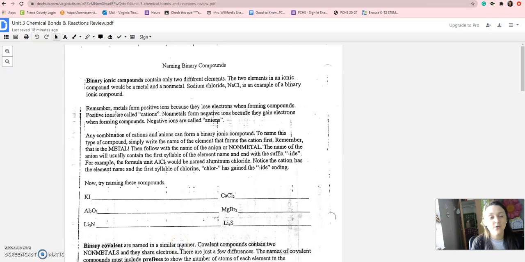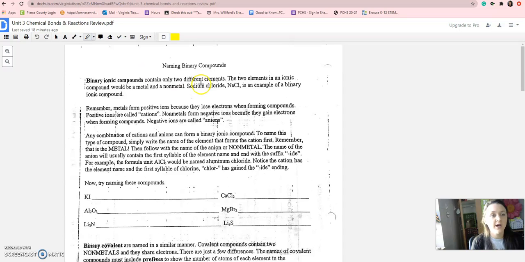Hey, today we are going to review for our chemical bonds and reactions test. And this is for a grade, so I want you to pay close attention, but this is going to review pretty much everything about ionic and covalent compounds, as well as how to name them. Okay, so we are using DocHub here to edit this document. So if you're working at home, just be sure to use the same tools I'm using.